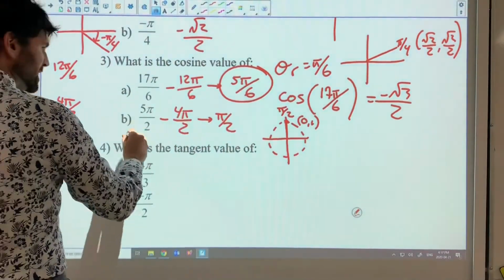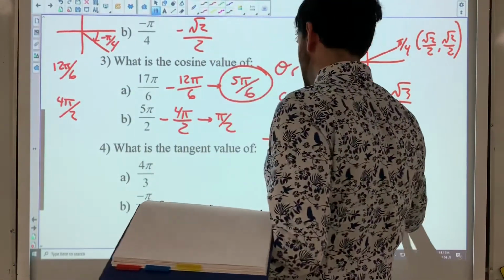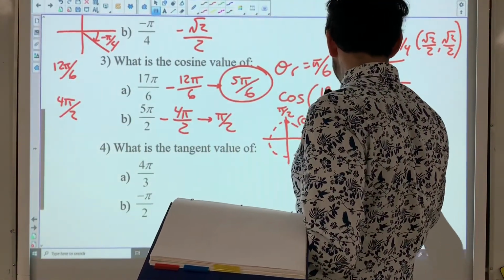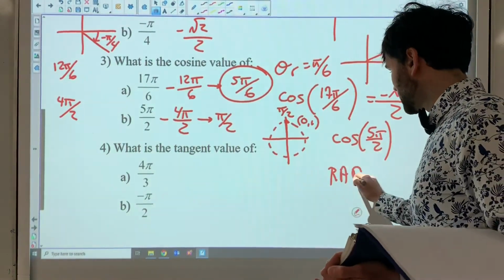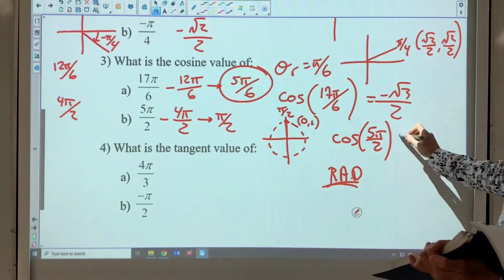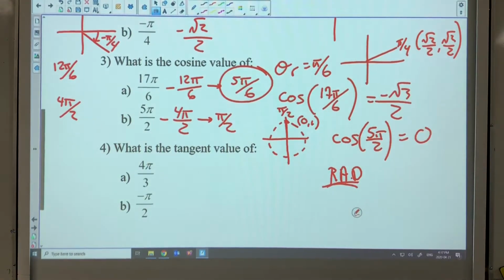Cosine is x. So if you go cos of 5 pi over 2, try it on your calculator. Make sure you're in radians though. Okay, make sure you're in radians. If you type that in, you will get 0.